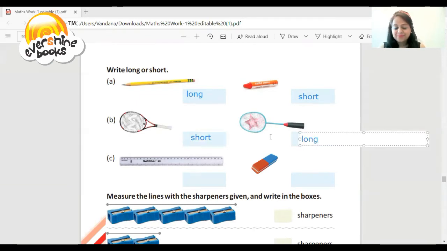Okay, got it? Now students, this is your ruler. It's a long ruler. So write here long. If we compare ruler with an eraser, then it is longer. It is a longer ruler than an eraser. Okay, students. So write here short: S-H-O-R-T, short. Okay, students, got it? Very good.